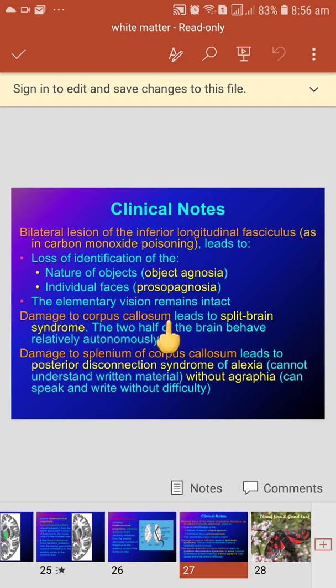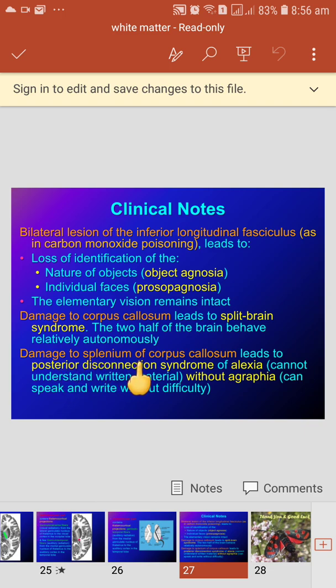Damage to the corpus callosum leads to the split brain syndrome. The two halves of the brain behave relatively autonomously. Means they have no interconnection, because the corpus callosum is related with the connection of the two cerebral hemispheres through its fibers. So there will be no connection between the two cerebral hemispheres, and the brain will behave autonomously, independently.